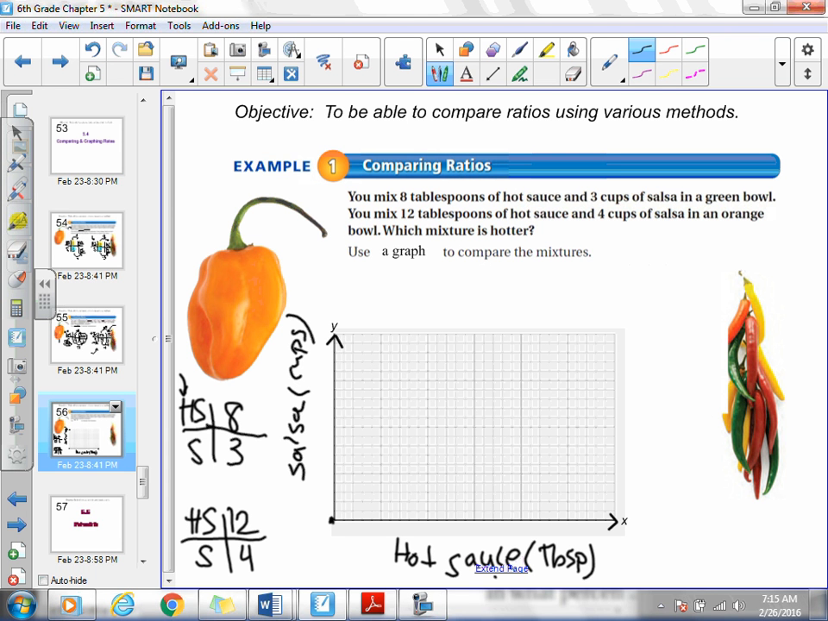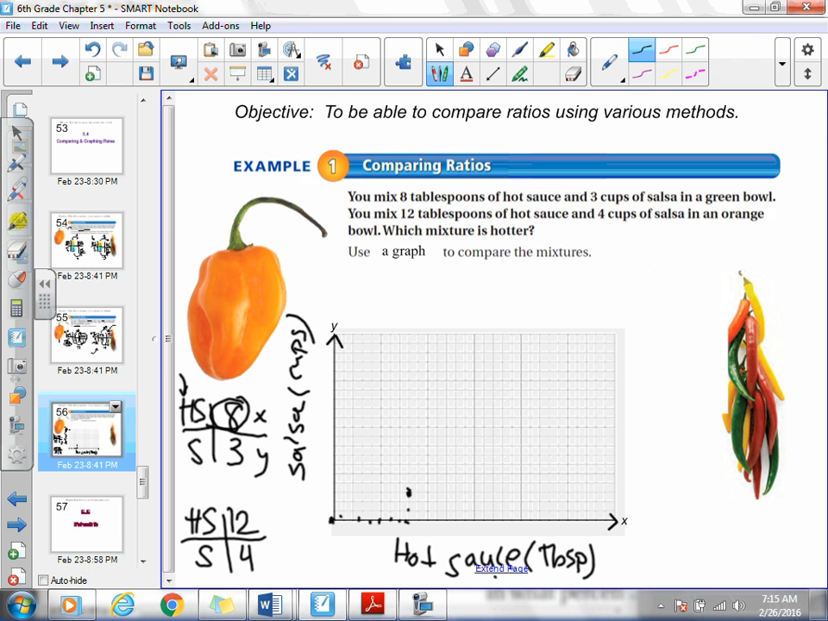Okay, so then we're going to graph our ordered pair here. Hot sauce, 8. So we're going to say that's our x coordinate. We're going to pretend this is x, this is y. So we're going to go over 8. 1, 2, 3, 4, 5, 6, 7, 8. And up 3. 1, 2, 3.